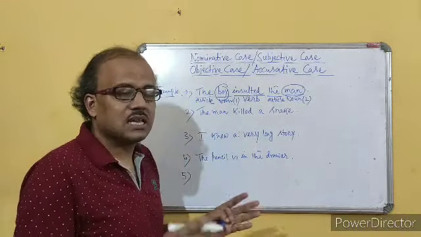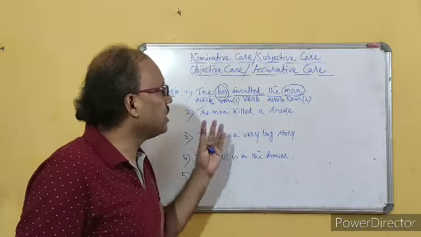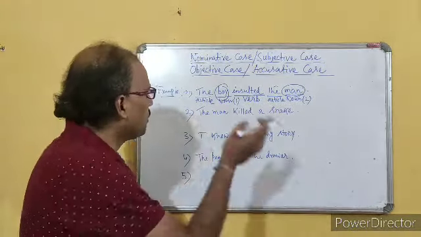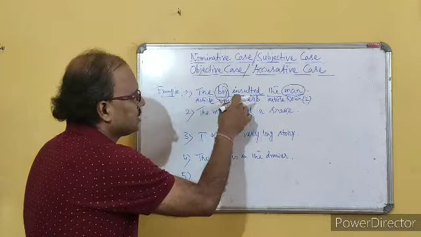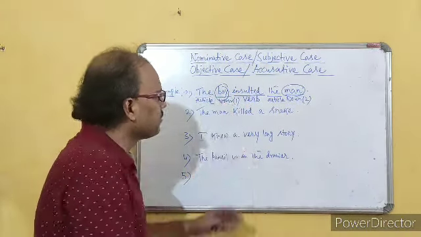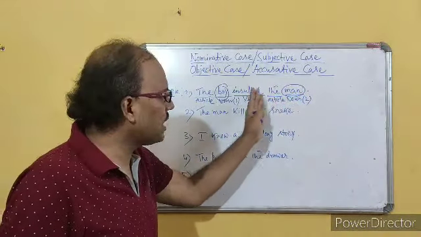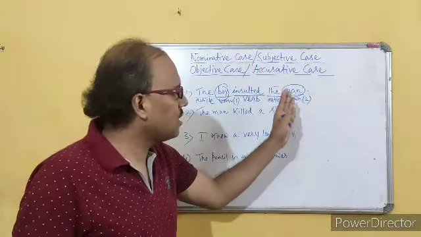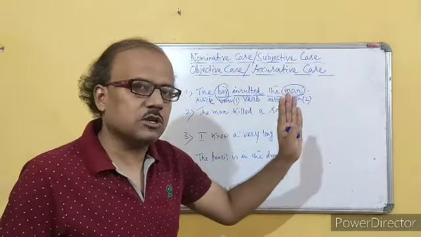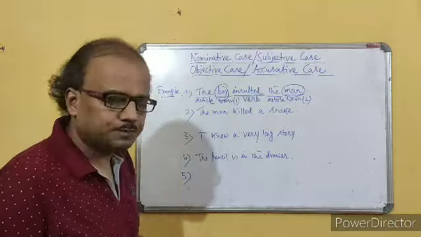So in one sentence I have indicated to you that this one sentence represents both the cases. One is the nominative case or subjective case. When it is boy, it is the subject. That is why it is a subjective or nominative case. When it is man, it is the object. That's why it is the example of an objective or accusative case.